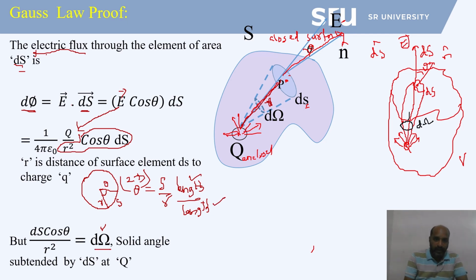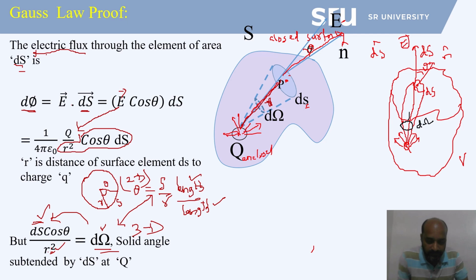But here, solid angle, I mean three-dimensional angle, accordingly there is area by area. ds is the area, r into r is area. Just a little bit of comparison, not comparison, like similarity. For two-dimensional angle, it is the ratio of length by length. For three-dimensional angle, it is the ratio of area by area. Right?